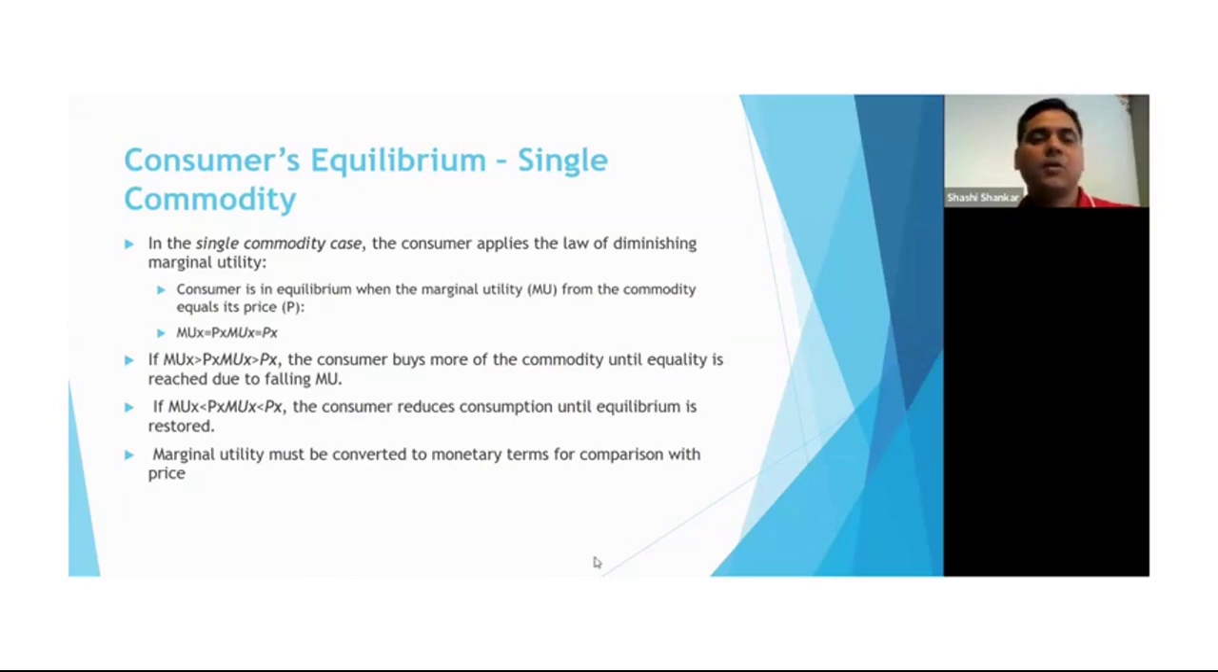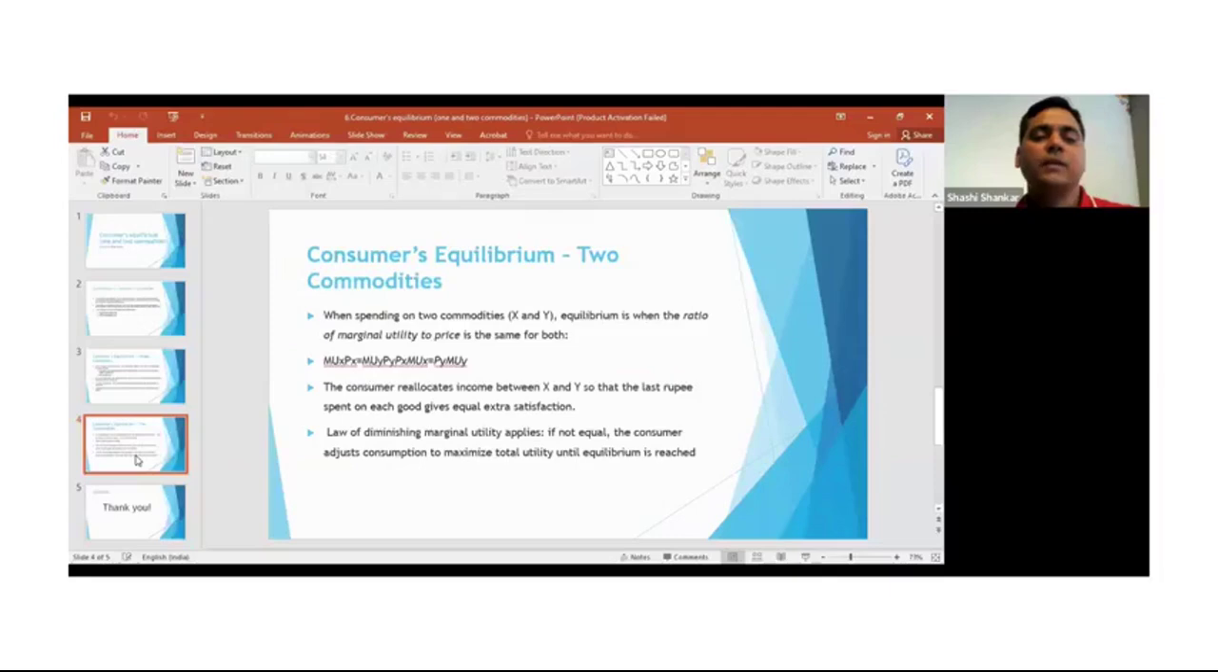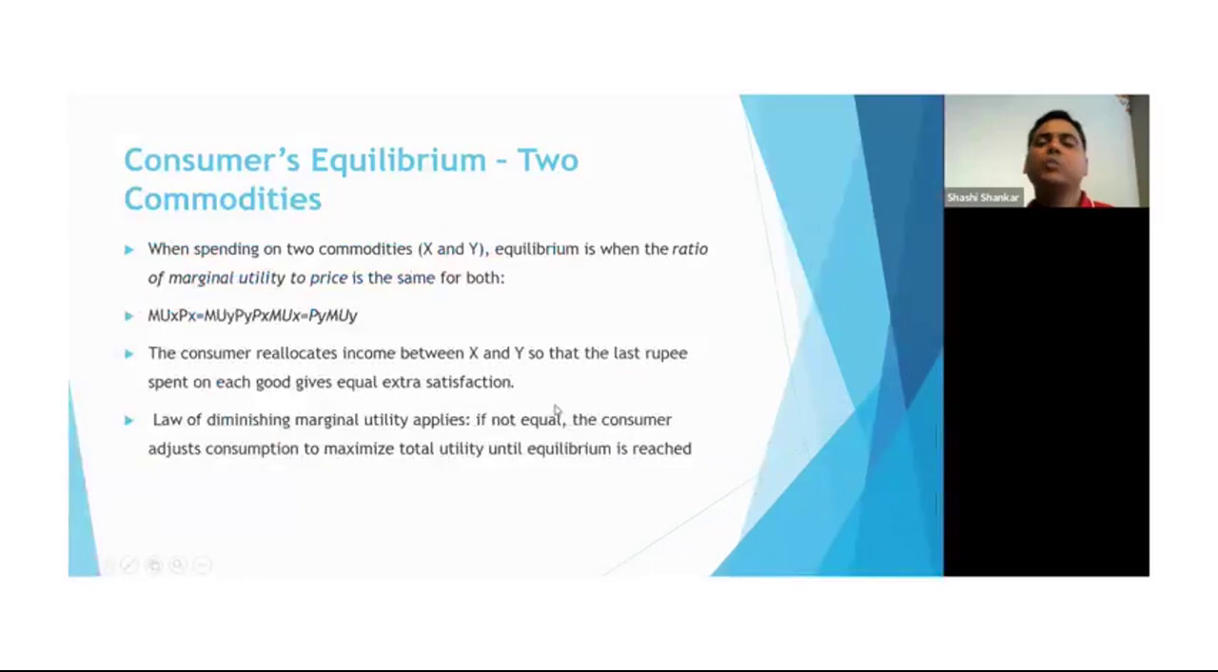All right. Now moving to the second one, that is consumer's equilibrium with two commodities. Okay. So when spending on two commodities, suppose X and Y, equilibrium is when the ratio of marginal utility to price is the same for both, right? Previously, we studied one commodity. That was pretty clear.